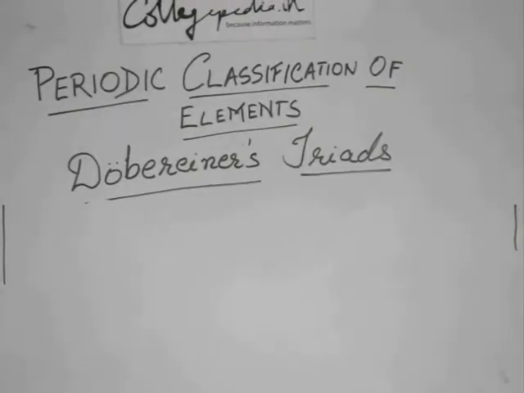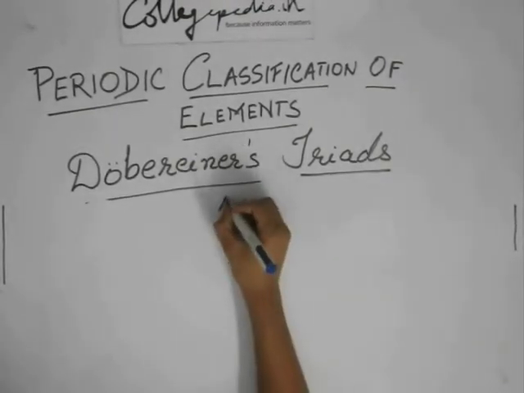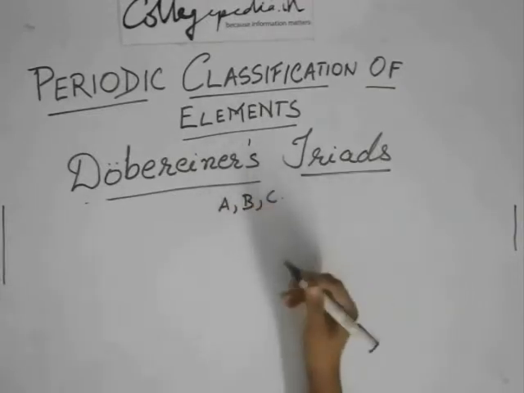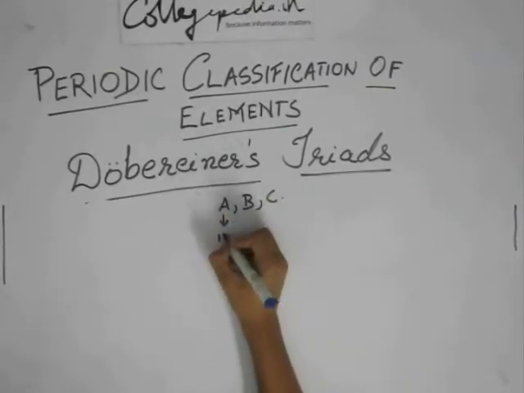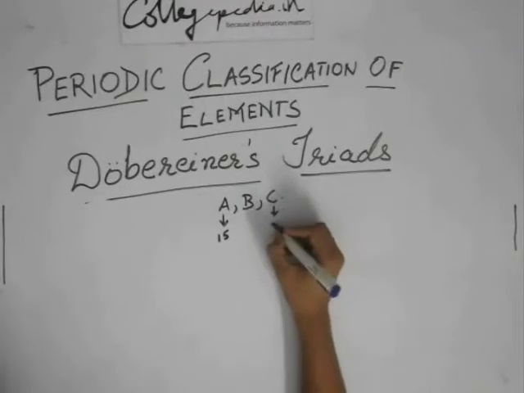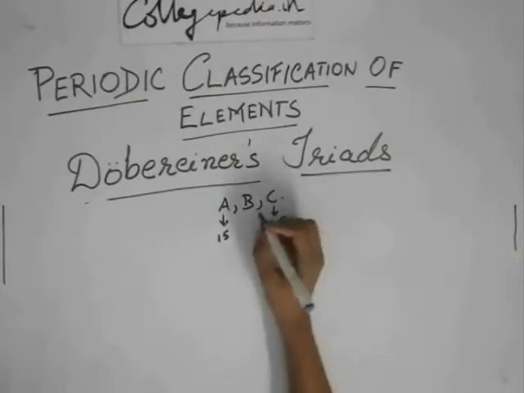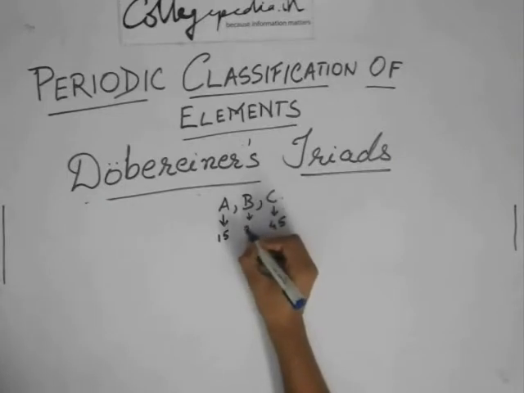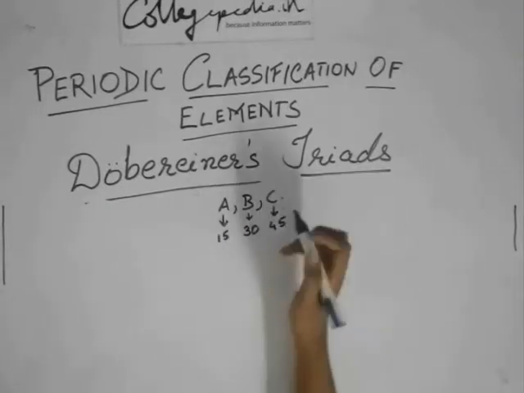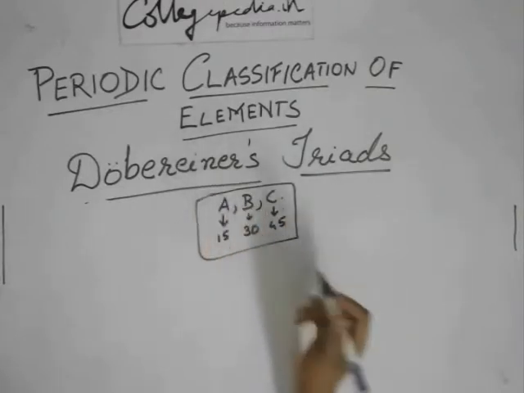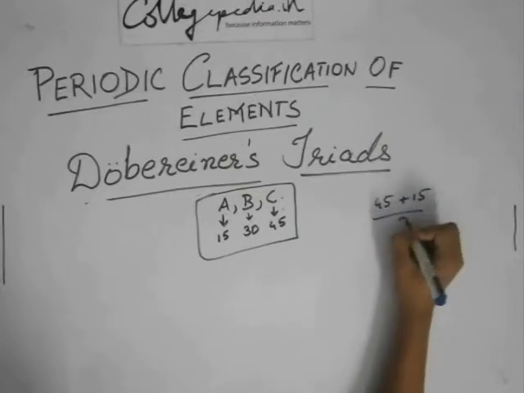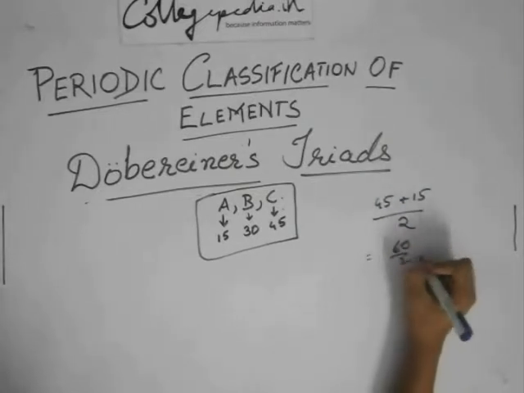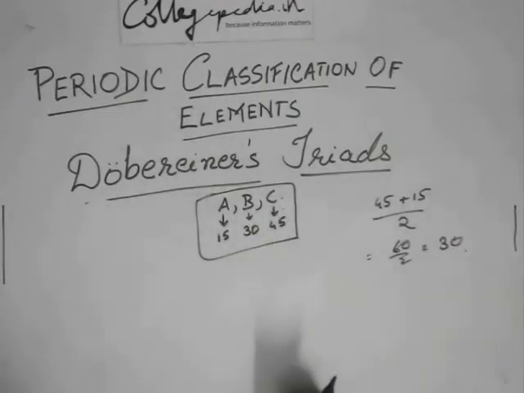So you can get questions like, suppose A, B, C are some hypothetical elements. The atomic weight of A is 15. The atomic weight of C is suppose 45. And the atomic weight of B is 30. So do these form a Dobereiner's triad? You just put in the formula: 45 plus 15 by 2, which is 60 by 2, which is 30. And 30 is the atomic weight of B. So they form a Dobereiner's triad. Very simple questions.